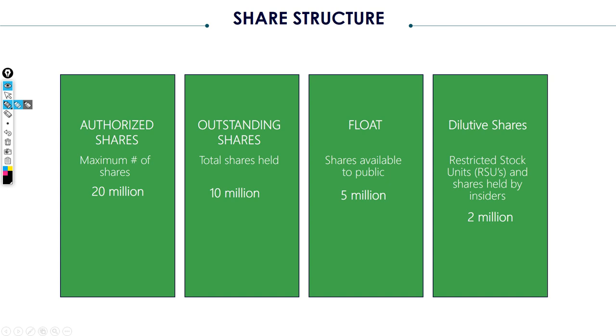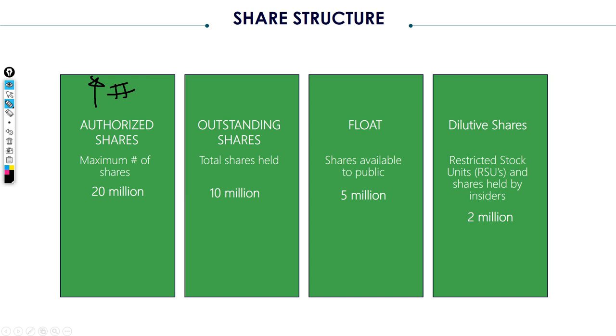Authorized shares are just the maximum number of shares that can be issued. Okay, so whenever a company goes public, or really even just charters, you have to define this immediately so that you can't dilute or really just issue shares further than this cap. Okay, so this is always going to be the highest number out of the 4 that we're going to discuss, because this is the maximum number of shares that can be issued.